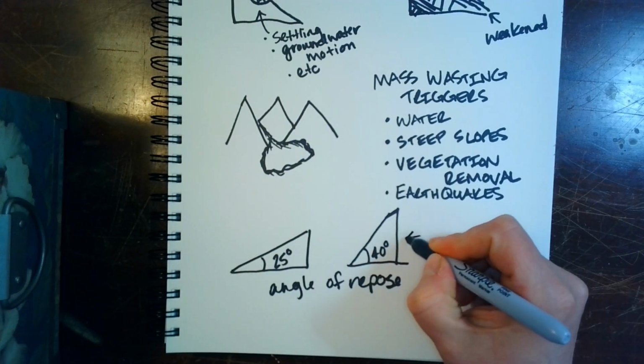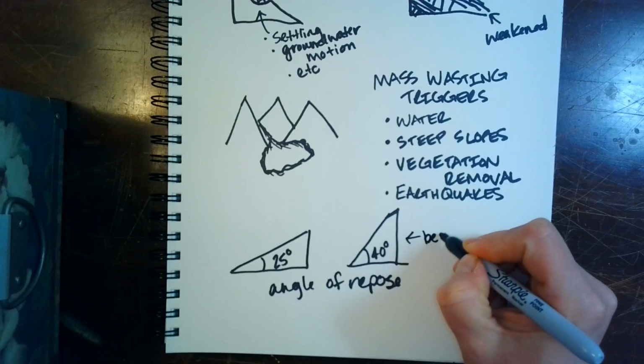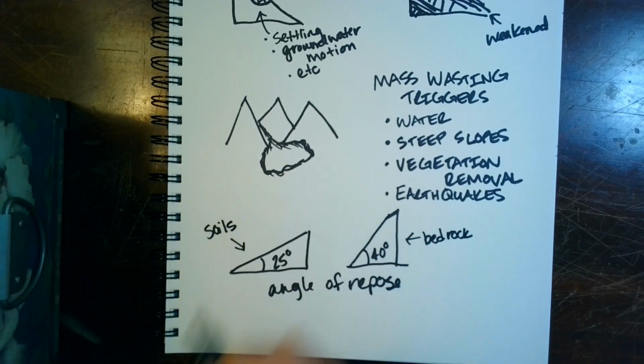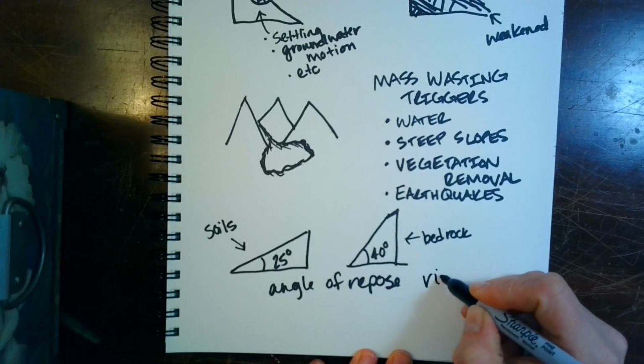Something like solid bedrock can remain stable at steeper angles, so for example, mountains, and that's why river valleys often have steep walls made out of bedrock. On the other hand, the 25-degree angle is a little bit more like soil. So, for example, the river valleys in the Mississippi River are going to be a much lower slope.